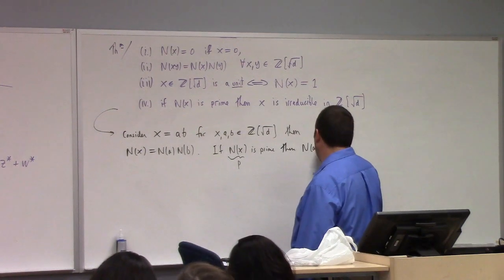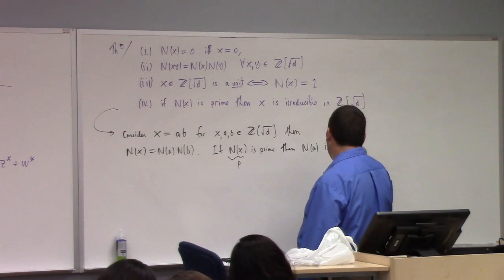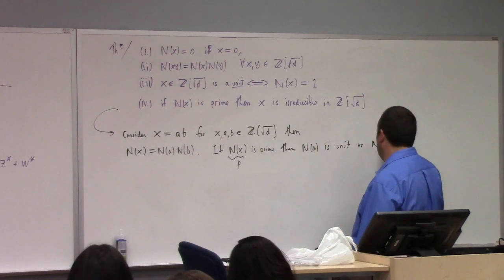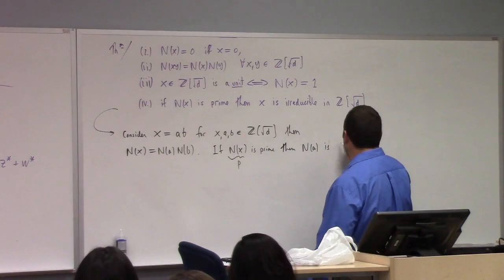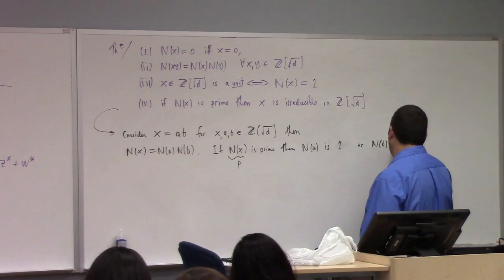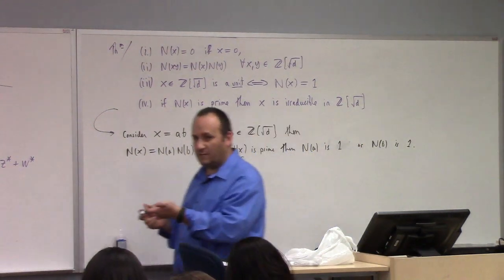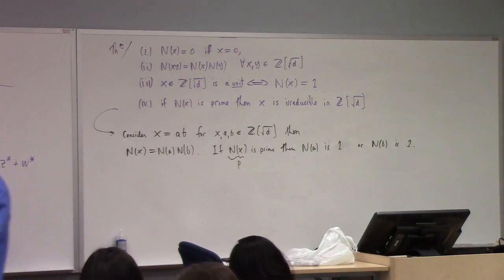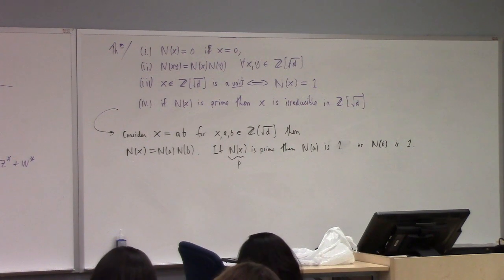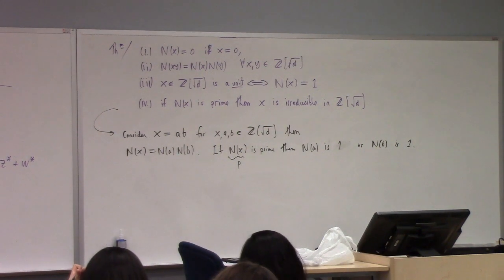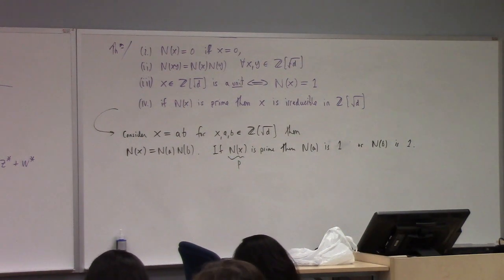N(a) is a unit, or N(b) is 1, or N(b) is 1, right? If it's a prime and we have a factorization of a prime, then one of the factors is 1, because we're talking about a positive factorization here, right? Because we put the absolute values on it. So we've got a product of positive numbers equal to a prime, so one or the other of them is 1.